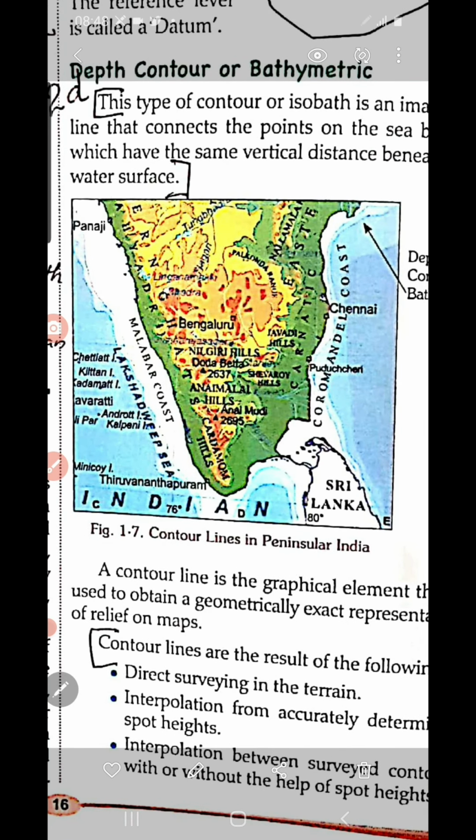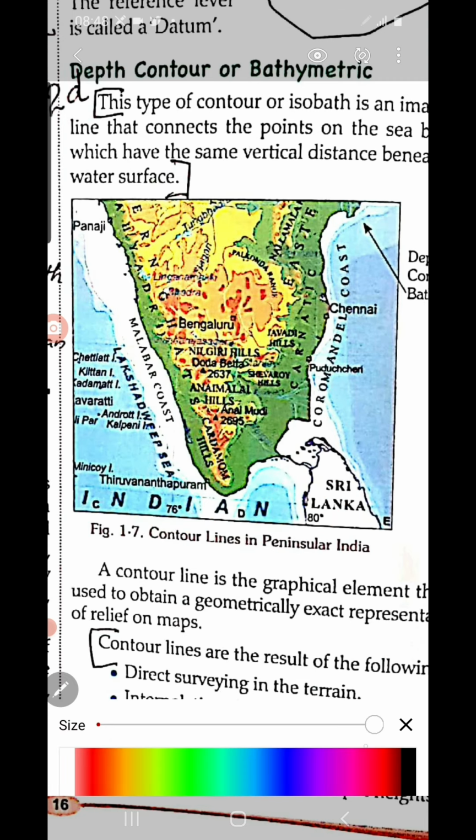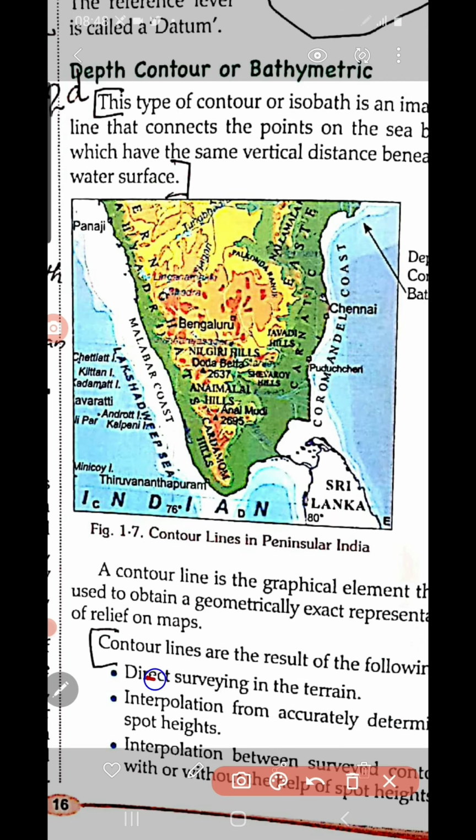Okay, so they have to adopt different techniques in order to make contour lines on the survey map. So let's read which techniques those are. That means, first, direct surveying of the terrain. One technique is that they go there and directly measure how high it is, the altitude of the mountain or hill or plateau, whatever the relief feature is. So they do direct surveying. Directly they study the measurement.